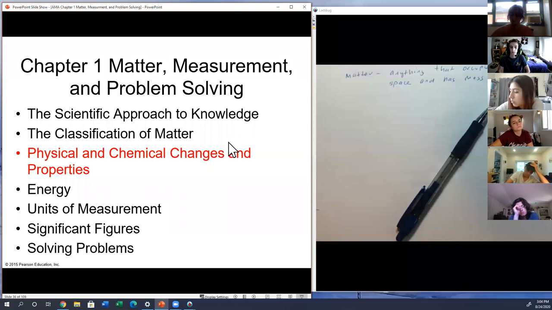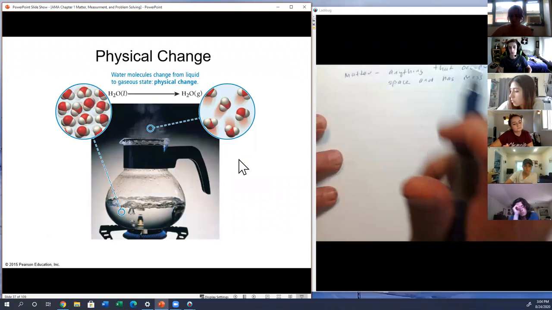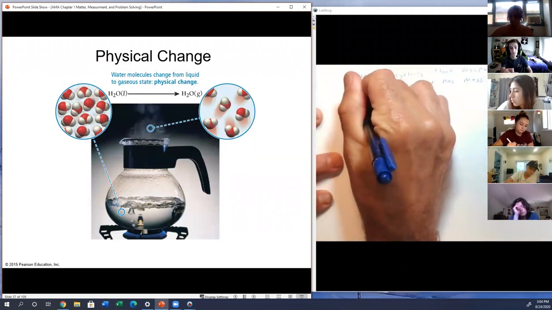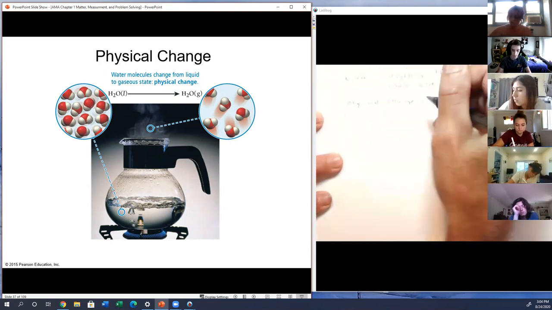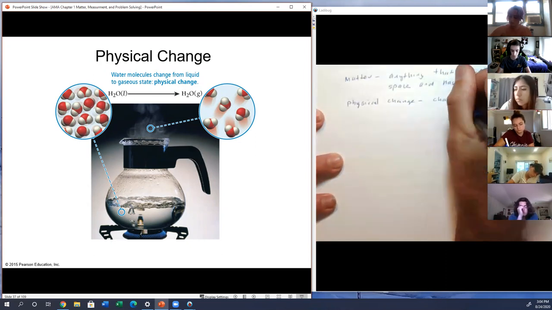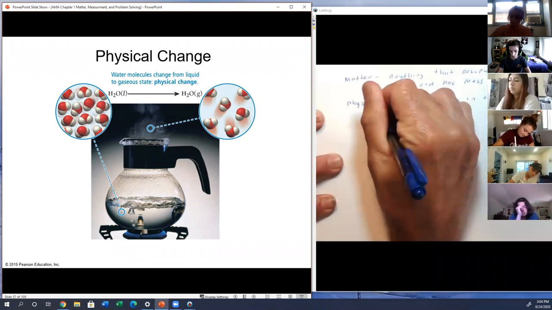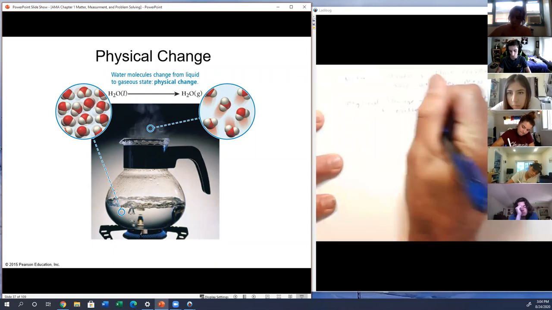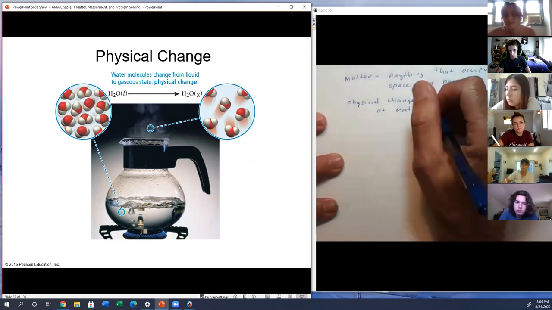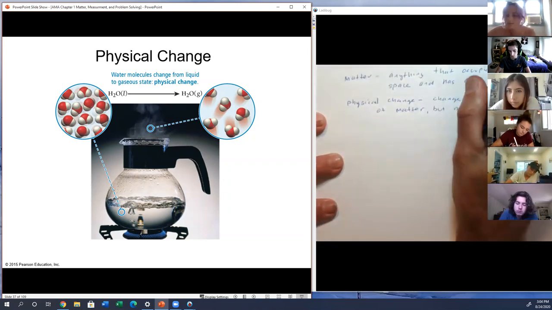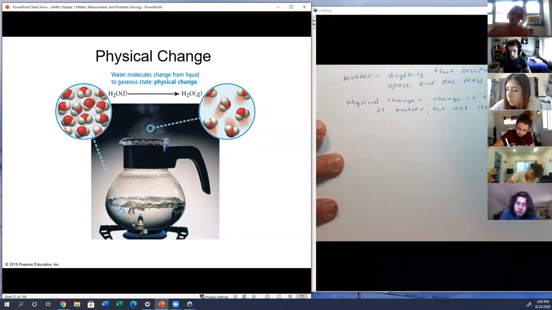So let me talk a little bit about physical and chemical changes and physical and chemical properties, all right? So a physical change is a change in the appearance of matter. By the way, can you guys read this? Perfect. But not its composition, right? A change in the appearance of matter, but not its composition.